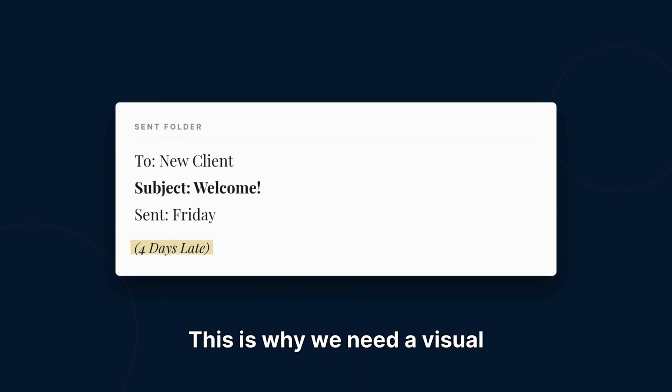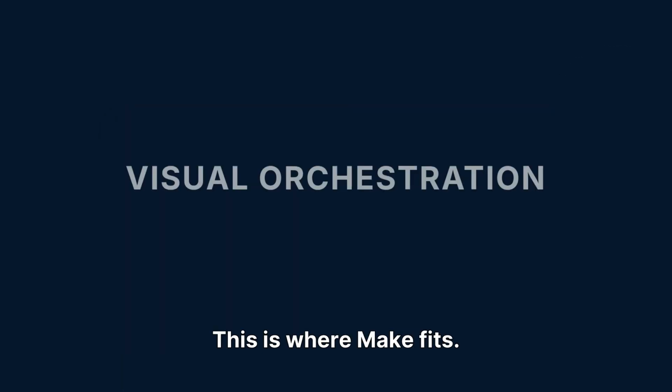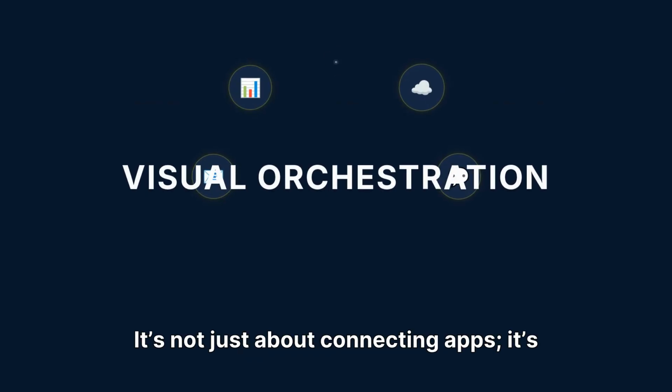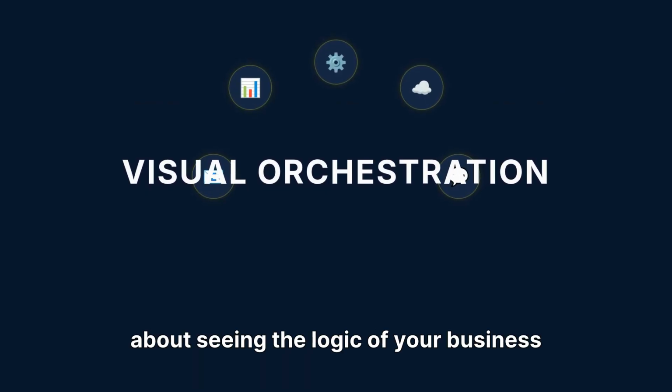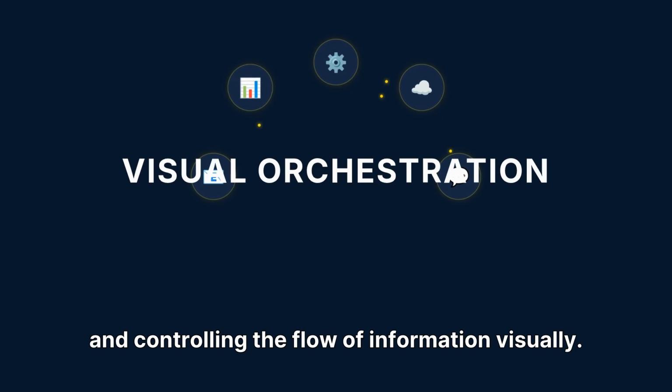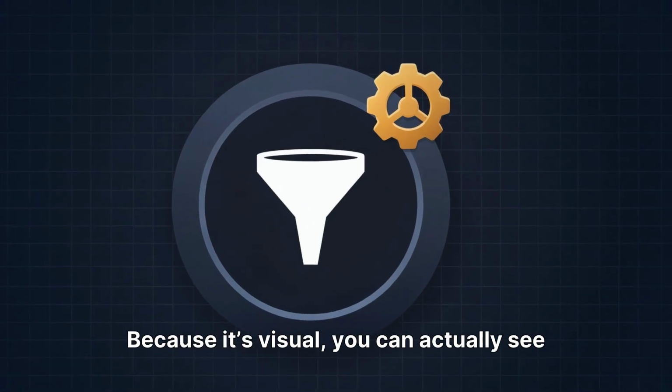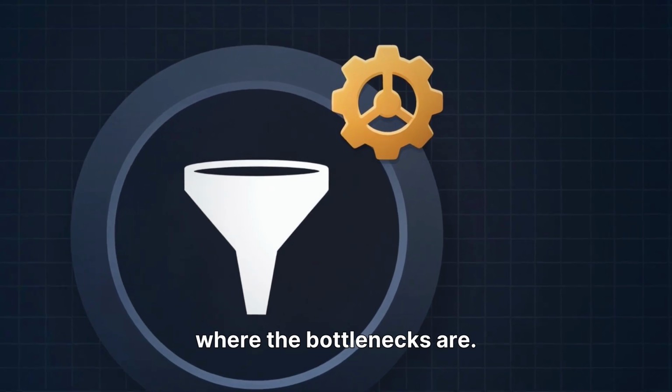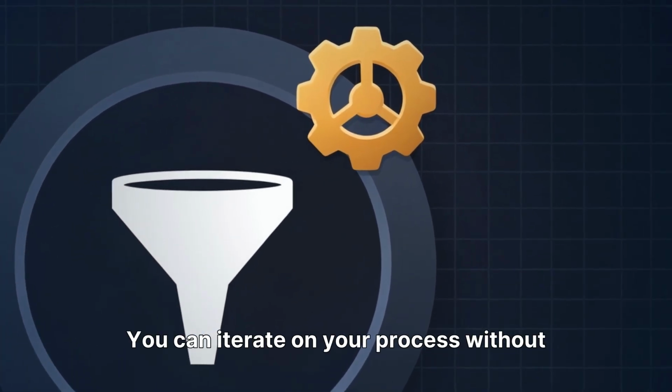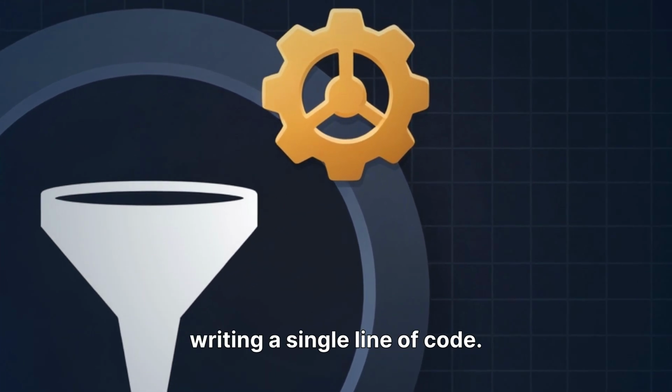This is why we need a visual orchestration layer. This is where Make fits. It's not just about connecting apps. It's about seeing the logic of your business and controlling the flow of information visually. Because it's visual, you can actually see where the bottlenecks are. You can iterate on your process without writing a single line of code.